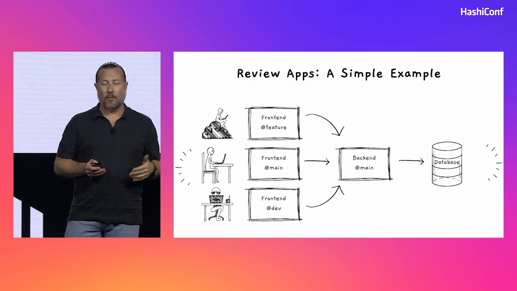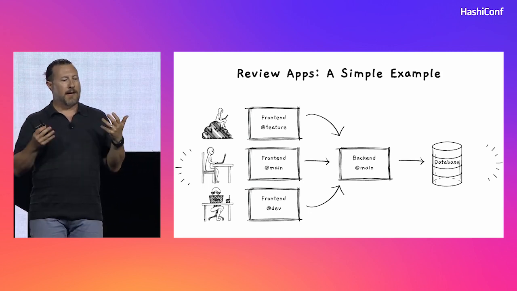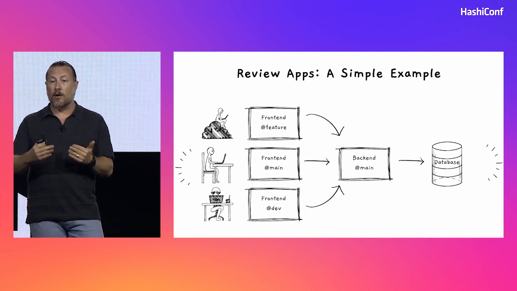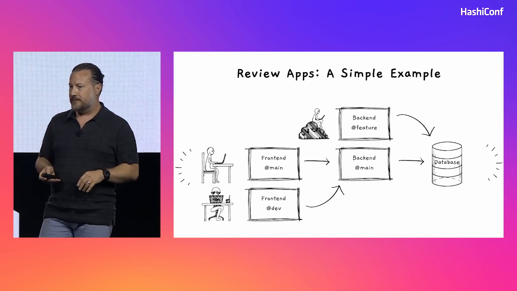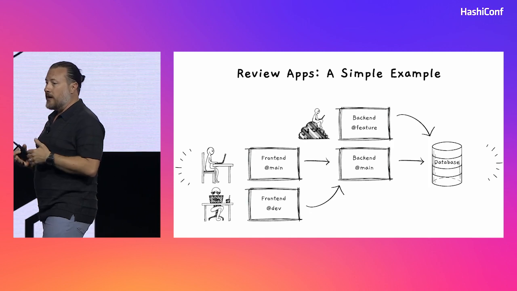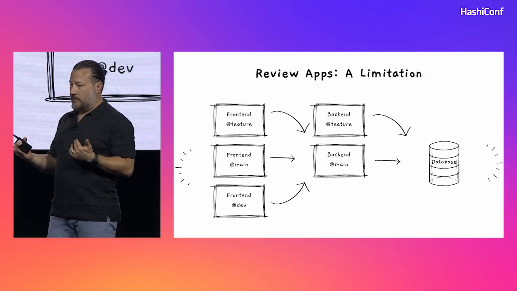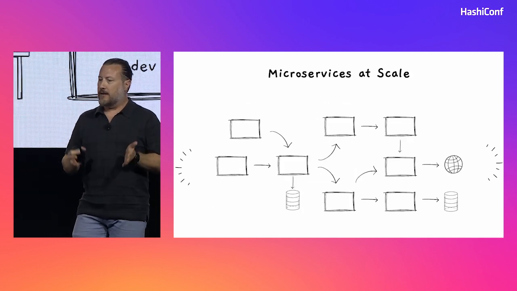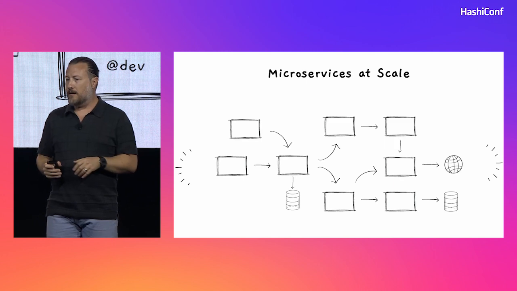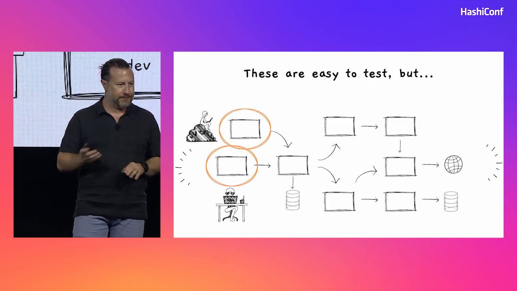Then another developer working on the front end in a branch called feature deploys a review app. It runs alongside the other two and also communicates with that stable instance of the back end deployed from the main branch. Later, a developer working on the back end service in a branch called feature deploys a review app of the back end. That runs parallel to the stable instance of back end, and it communicates to the same database. It doesn't receive any traffic from any instance of front end.